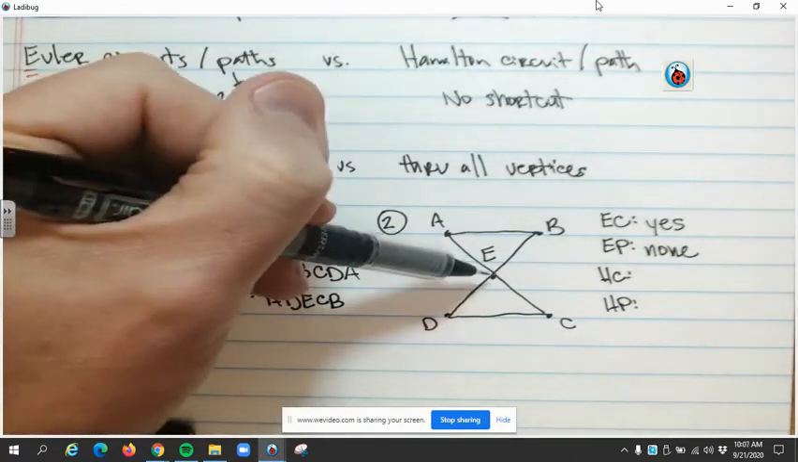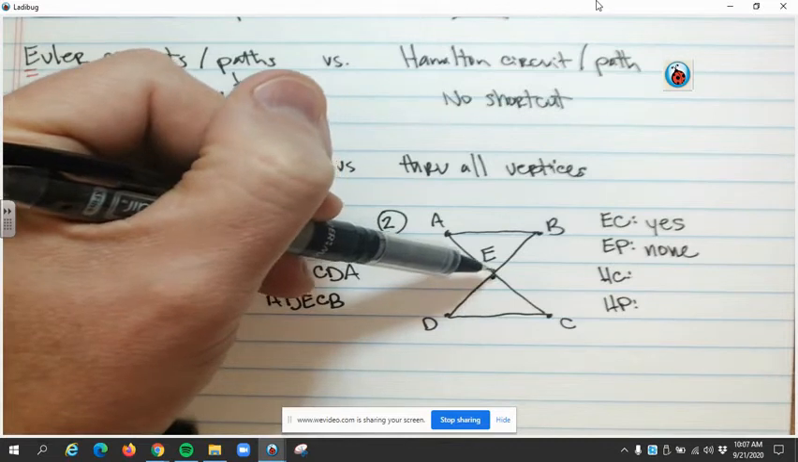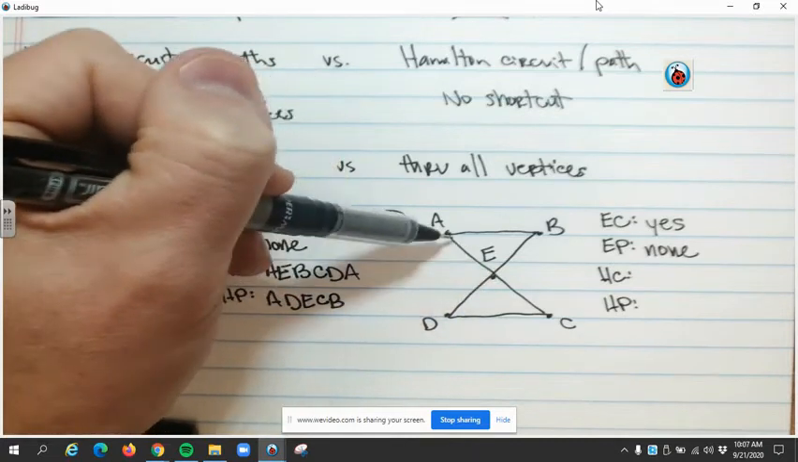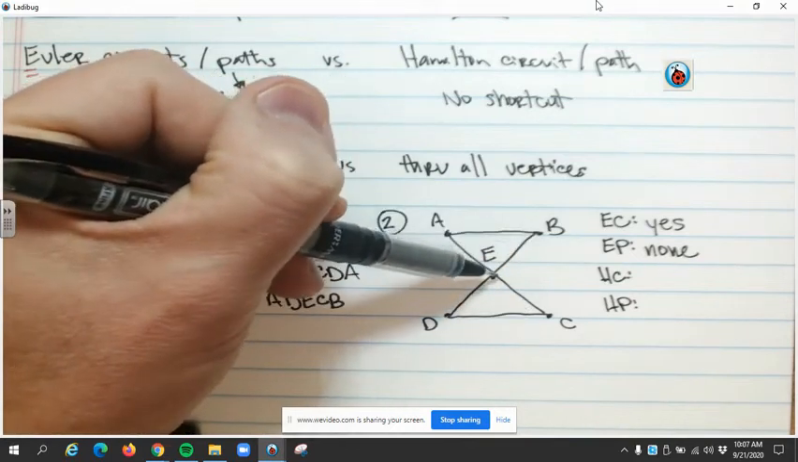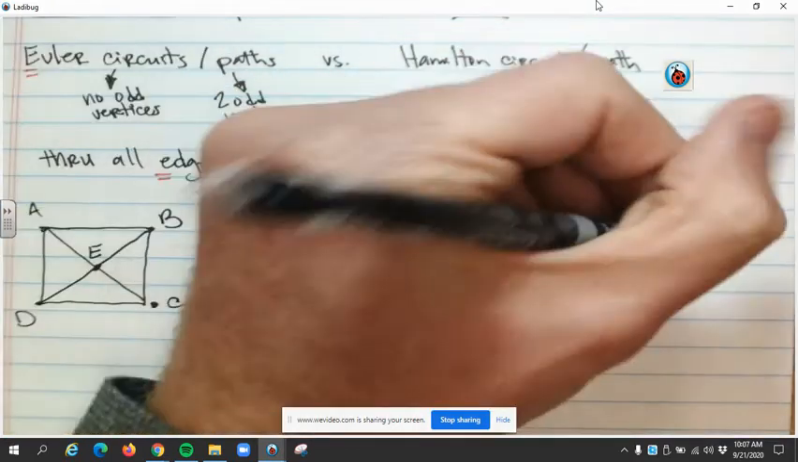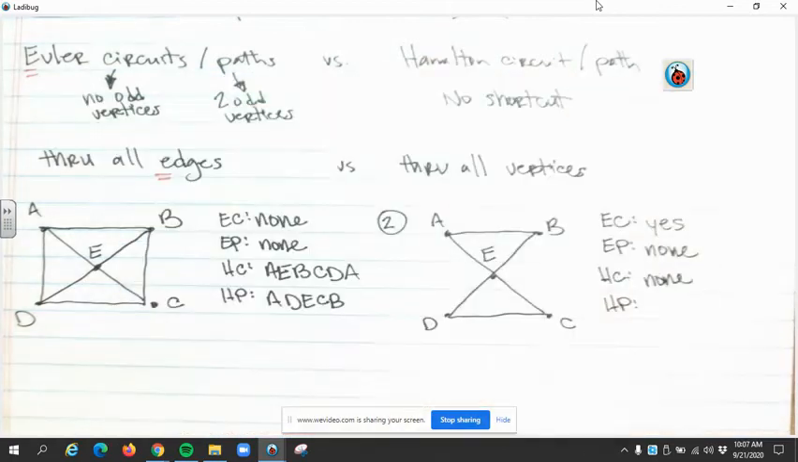If I were to start at E, and I were to go up and do A, E, or E, A, B, I can't go B down to the very bottom because I have to cross through E again. In other words, there is no Hamilton circuit.